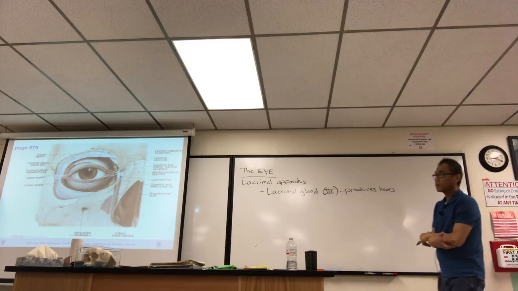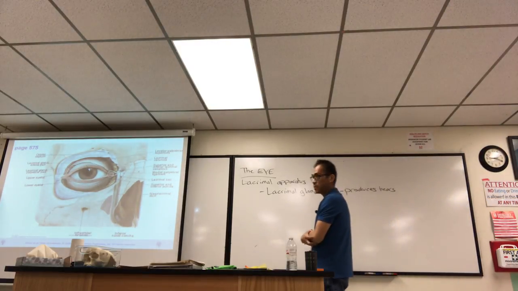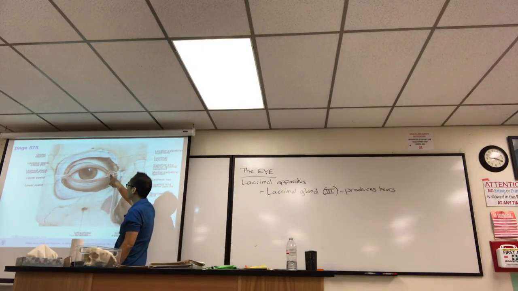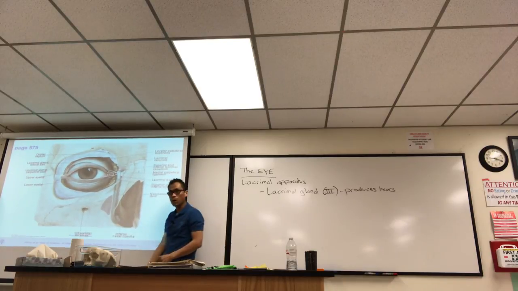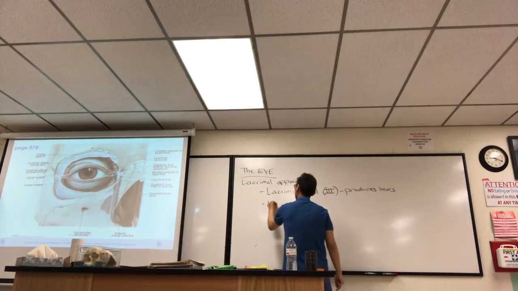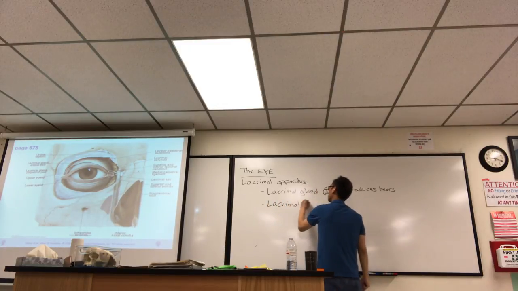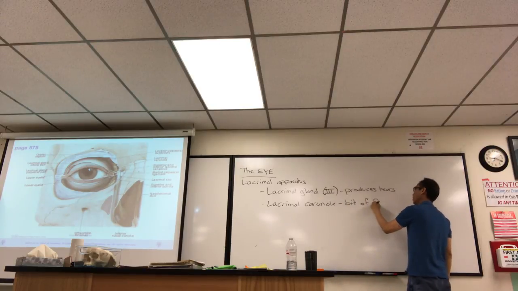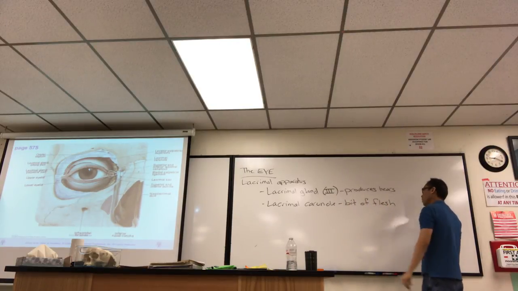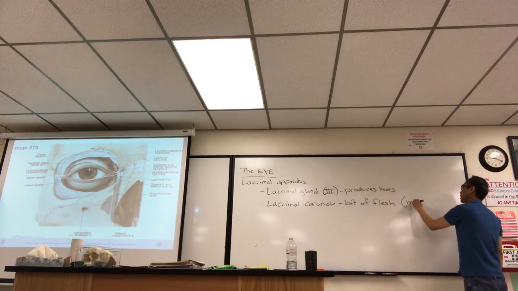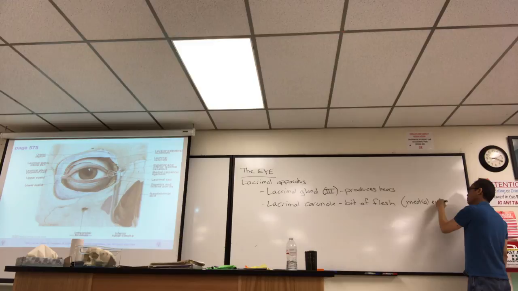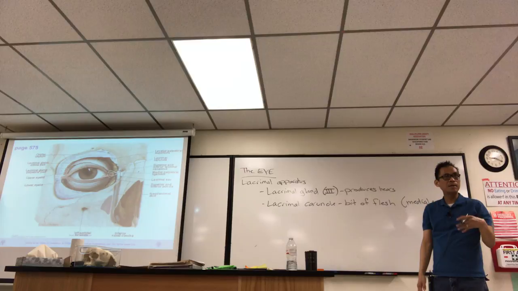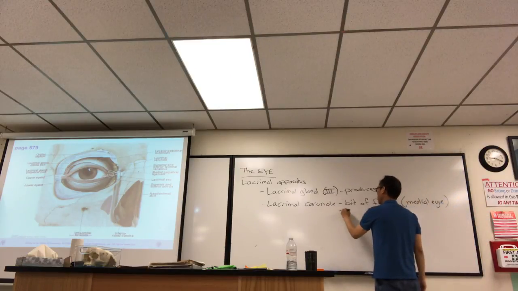When you blink, tears are swept from lateral to medial. The medial aspect of the eye, there's a lot of structures you need to identify right here. I'll start with this little bit of flesh called the lacrimal caruncle. Now you can see the medial aspect of the eye. It actually has a glandular function. It secretes an oily substance, an oily secretion.